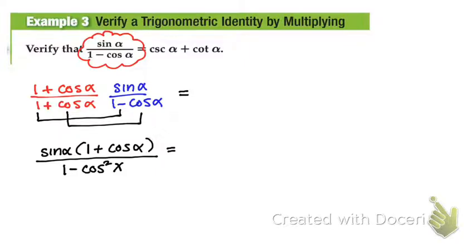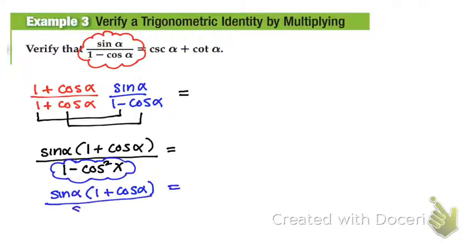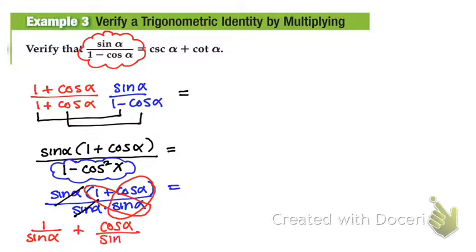Okay, so I'm going to leave the top alone, but I'm going to convert this guy into sine squared x because that's a Pythagorean identity. And I'm going to write it as sine A times sine A so that I can cancel these guys. Okay, so now I'm left with 1 over sine A plus 1 over cosine A. And I'm going to do that trick again where I split this into two fractions. This is going to be 1 over sine A plus cosine A over sine A.